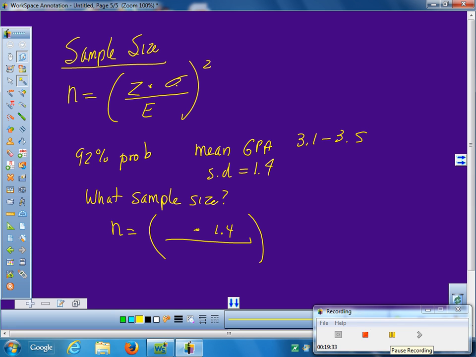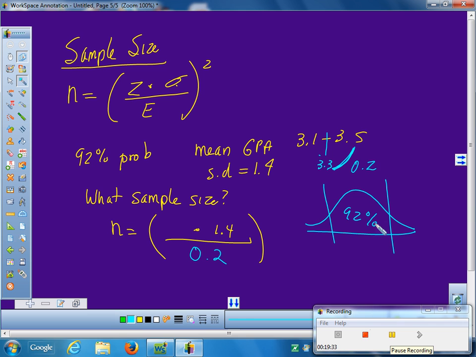Margin of error, if your range is between 3.1 and 3.5, the mean's got to be at 3.3. So that means your margin of error is 0.2 points. So you're going to put margin of error in at 0.2. And then since I wanted 92% probability, you go to your chart, you want 92% in the middle, which means you need 46% in column A. And if you do 46% in column A, that turns out to be a Z of 1.75.